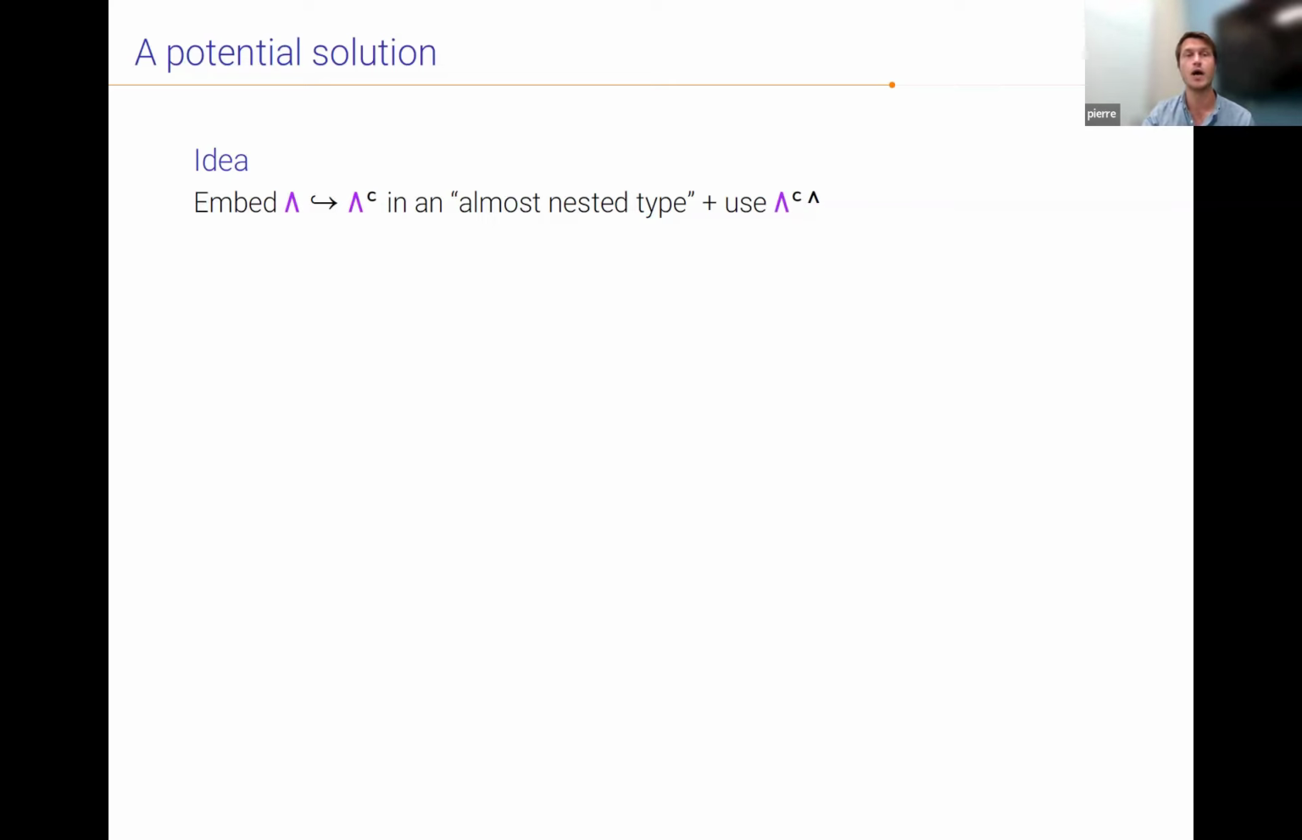perspective. So I call this new type lambda C, where the C is for completion, and it's almost a nested type. So then we can apply the recipe, and we know that the recipe will go well because for nested types everything was working correctly. It will not be exactly a nested type, but it will be close enough, and I will show you how. And then once you have two elements in lambda, and you want to know if they are related by a specific lifting of a relation, you just embed those elements into lambda C, and then you use the lambda C hat, which has been perfectly defined before.